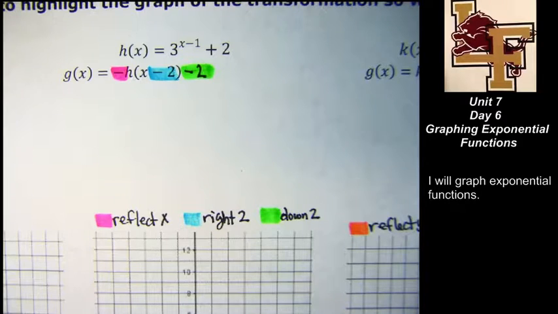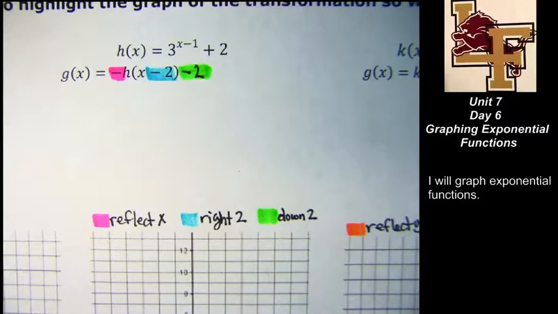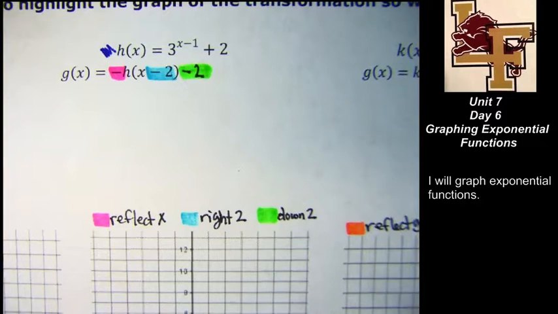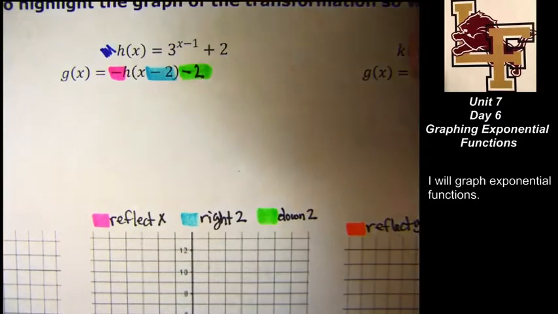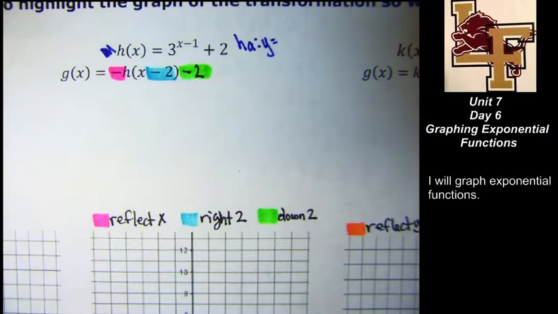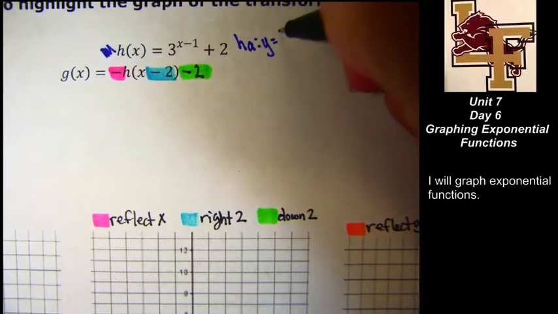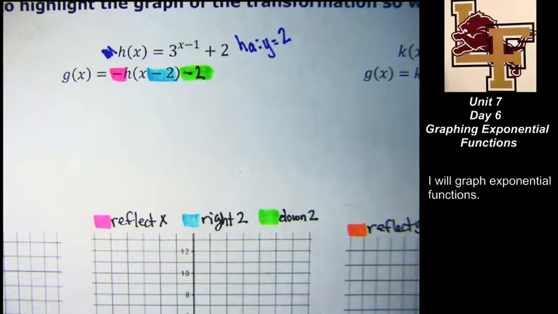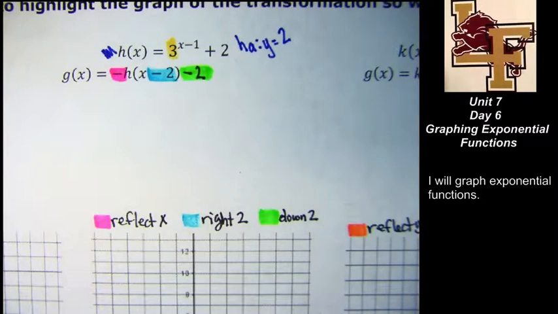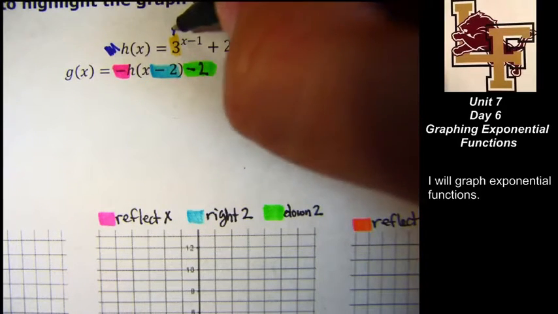All right. So now I know the transformations we're going to apply. I'm going to start figuring out how to graph my first function, h of x. And I'm going to graph it in blue. Before I graph it, I need first the horizontal asymptote. y equals 2. Perfect. And then I need to know, is this thing a growth or a decay? Growth. Good, because this is bigger than 1. Perfect.